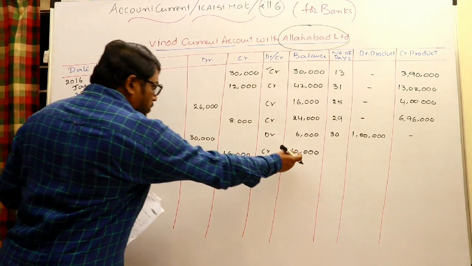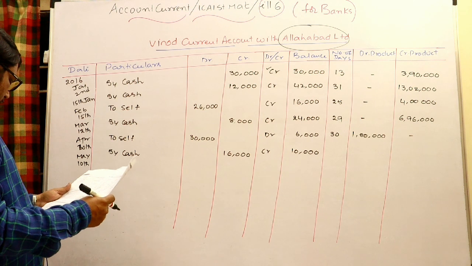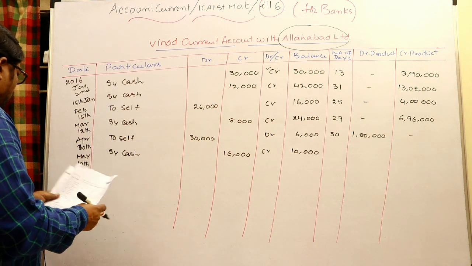To calculate for this 10,000, you have to wait for the next transaction. The next transaction, of course the last transaction, is a withdrawal of 14,000, in June.